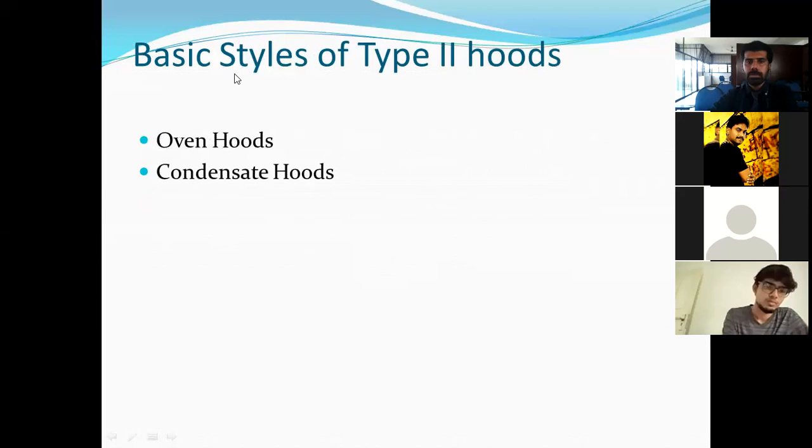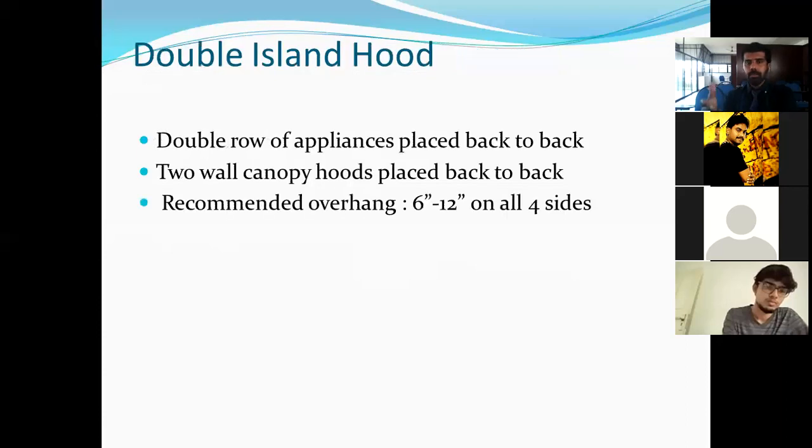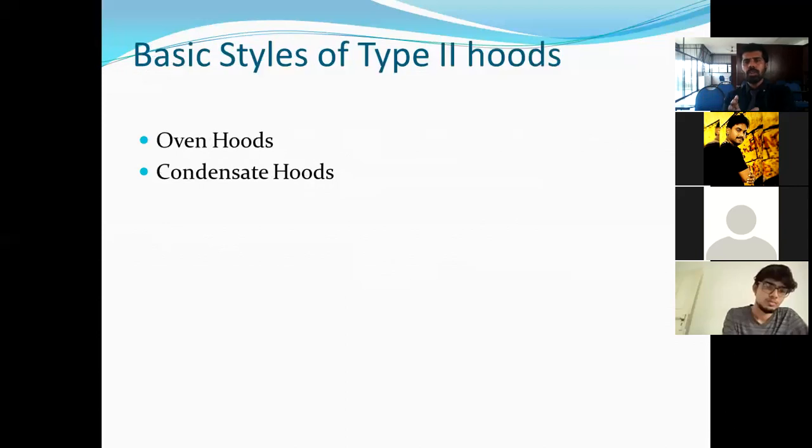Now coming to the basic styles of type 2 hoods. We were dealing with type 1, and now type 2 hoods. With type 2 hoods, we are not dealing with any grease. These type 2 hoods will mainly be used in dishwashers and steam tables. Type 1 deals with fumes and grease. If there is some grease or fumes, we'll be dealing with type 1. In type 2 hoods, there should not be any grease.